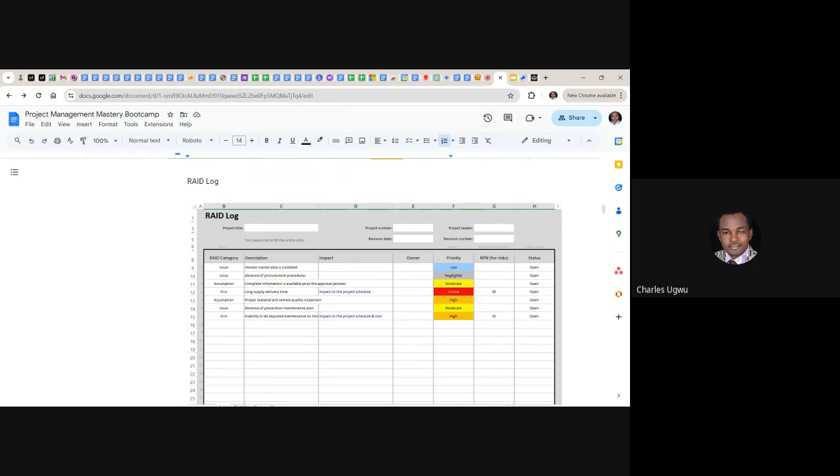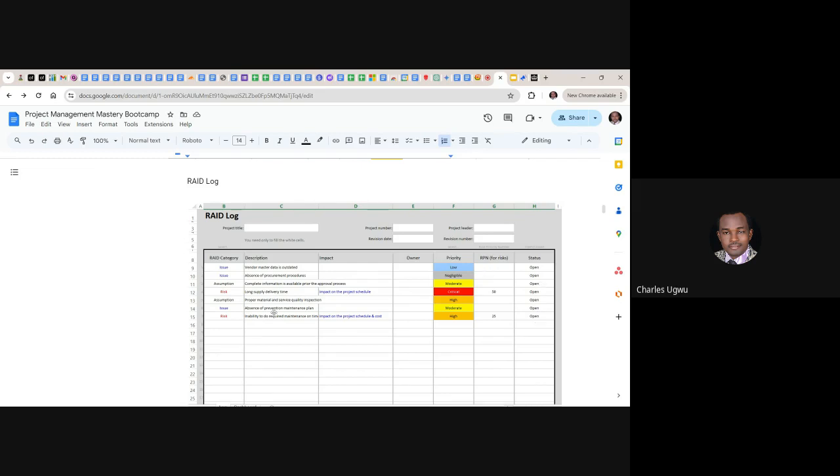So this is the RAID log. You can see we already have the impact here, you describe the impact, you assign it to an owner, decide the priority and the risk number, and here the status. When a risk or issue or any of them is resolved, you close it. But as long as they have not been resolved, they remain open. When they remain open, it will help you to know the amount of problems you have within your project.